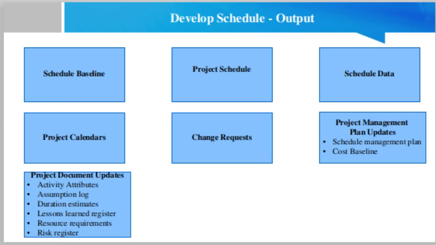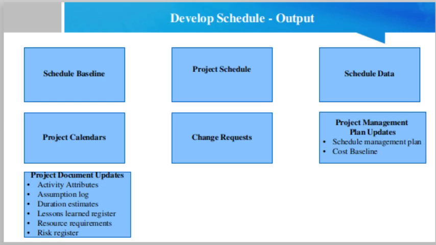Project document updates, which include the activity attributes. Activity attributes are updated to include any revised resource requirements and any other revisions generated by the develop schedule process. Assumption log. The assumption log may be updated with changes to assumptions in duration, resource utilization, sequencing, or other information that is revealed as a result of developing the schedule model.